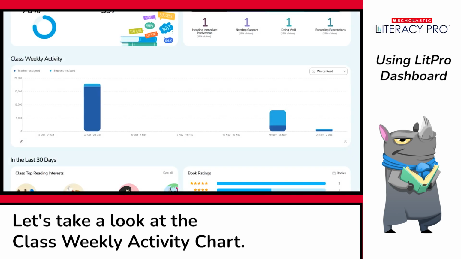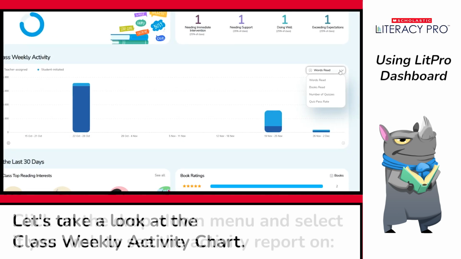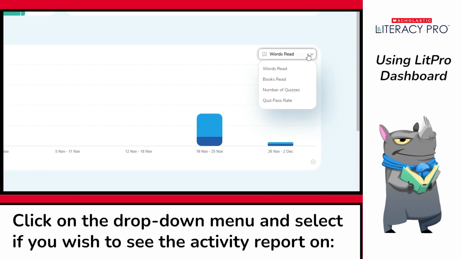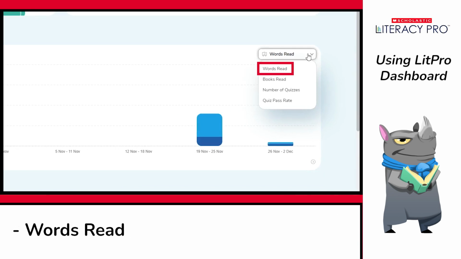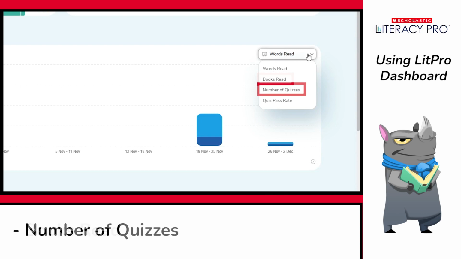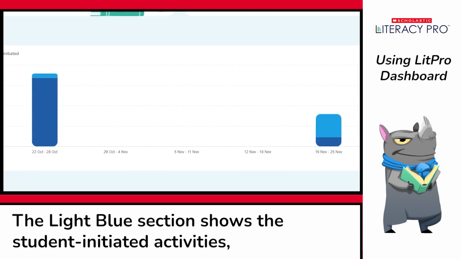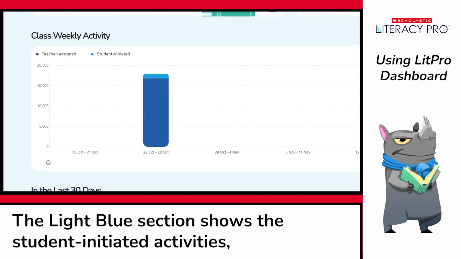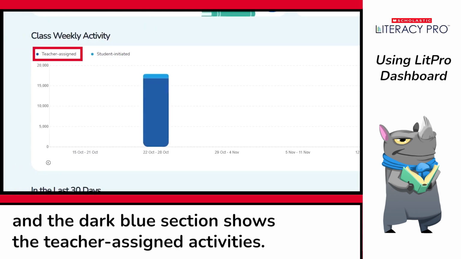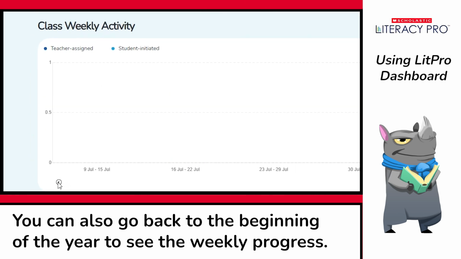Let's take a look at the class weekly activity chart. Click on the drop-down menu and select if you wish to see the activity report on words read, books read, number of quizzes, quiz pass rate. The light blue section shows the student-initiated activities, and the dark blue section shows the teacher-assigned activities. You can also go back to the beginning of the year to see the weekly progress.